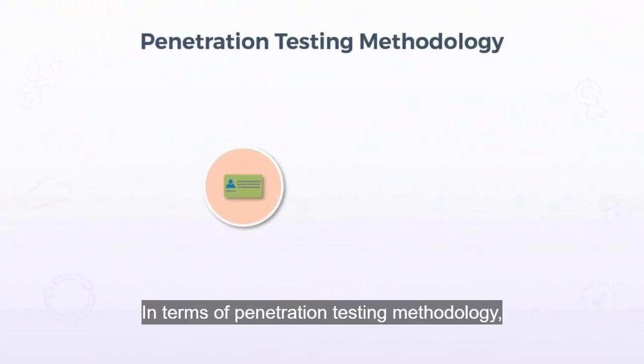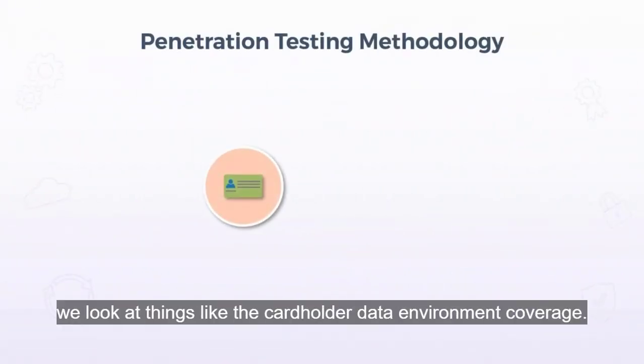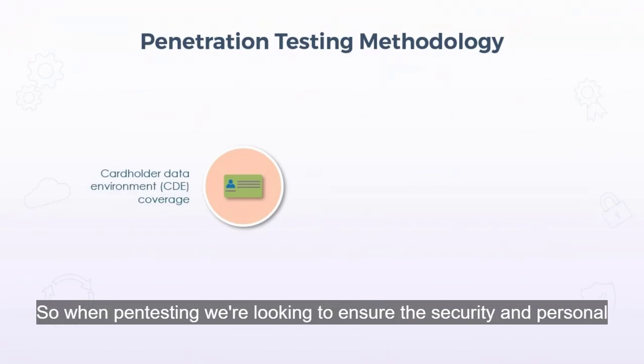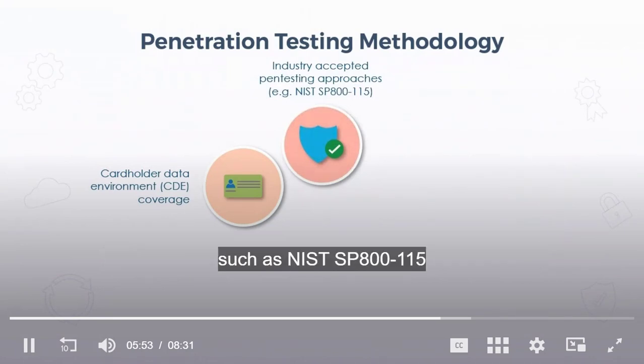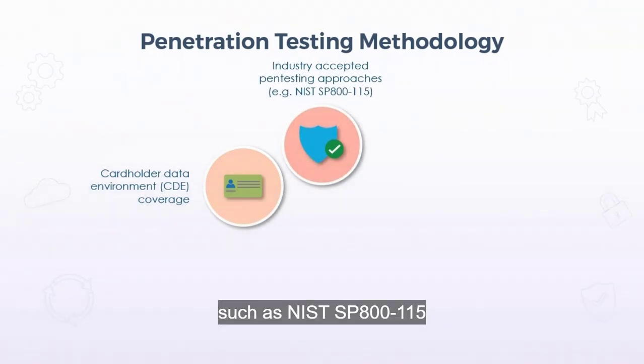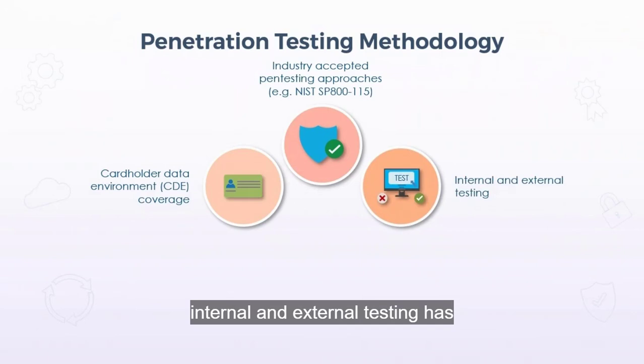In terms of penetration testing methodology, we look at things like the cardholder data environment coverage. So in pen testing, we're looking to ensure the security and personal restrictions with regard to networks and data centers. We look for industry-accepted pen testing approaches, such as NIST SP 800-115, which is the NIST publication titled Technical Guide to Information Security Testing and Assessment. Internal and external testing has to be considered, so how can security be breached from inside the network or outside of the common network? So it's a LAN versus WAN or internet environment.